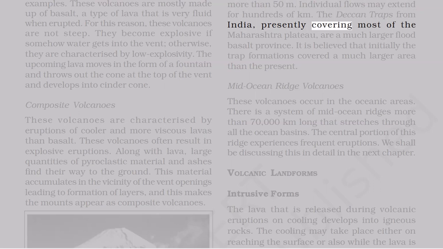More than 50 m, individual flows may extend for hundreds of kilometers. The Deccan Traps from India, presently covering most of the Maharashtra plateau, are a much larger flood basalt province. It is believed that initially the trap formations covered a much larger area than the present.